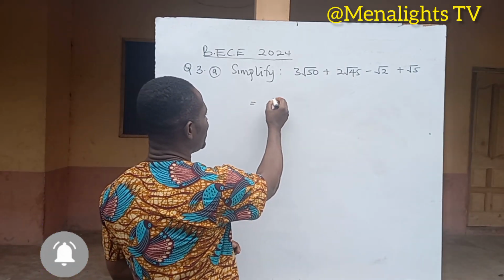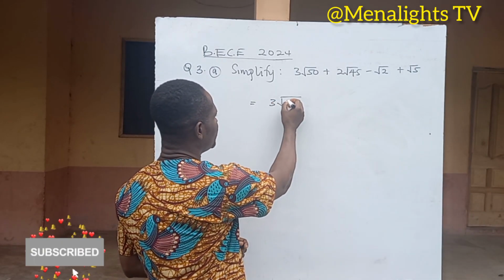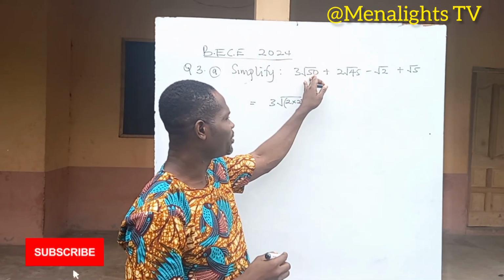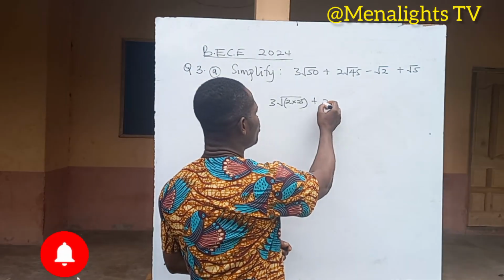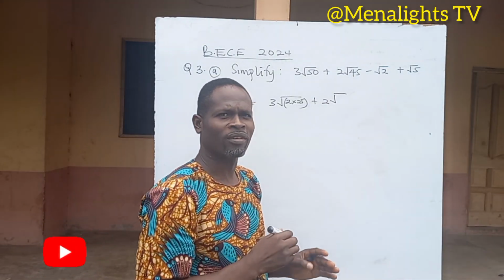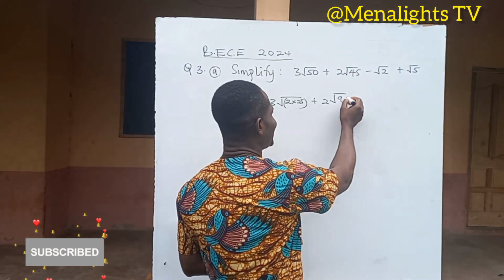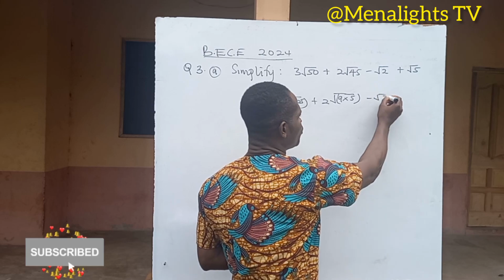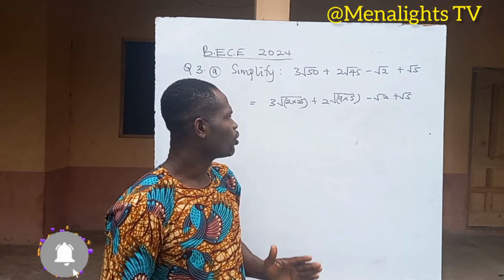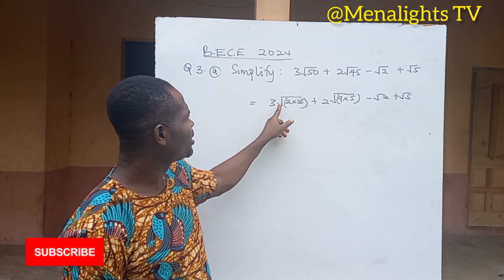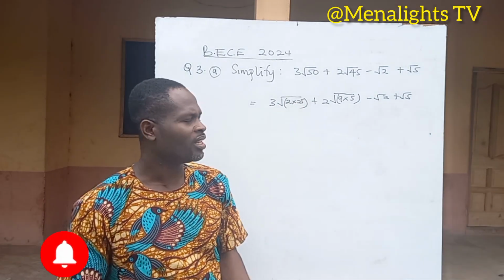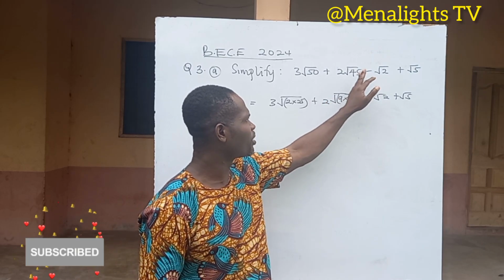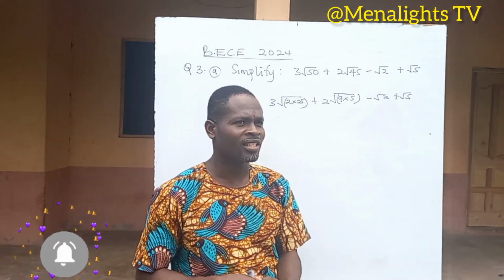So we are going to have 3 the root of 2 times 25. This 2 times 25 will surely give us the 50 that we have there. Then plus 2 root. We are now going to break the 45 also down to give us 9 times 5. So minus the root 2 plus root 5. So in breaking it down, we have the first one 3. Then we have the root of 2 times 25. And this 2 times 25 will give us the 50 here, plus 2, the root of 9 times 5, which is 45, minus root 2, plus the root of 5.